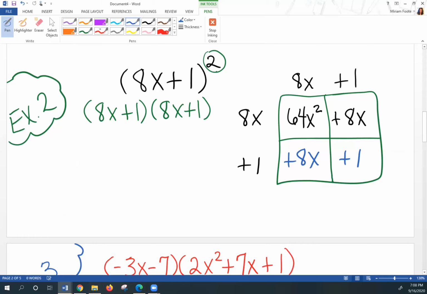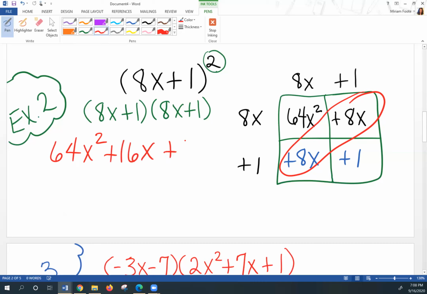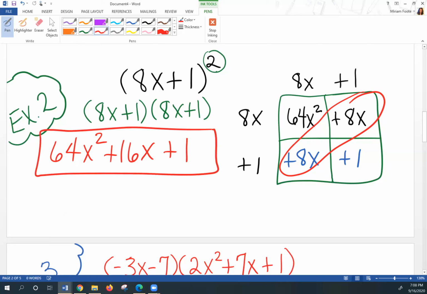Again, if I am looking diagonally, I notice I can combine those two x's. So if I'm writing my answer, I'm going to take the first box, 64x squared. The second box, and if I can combine it, go ahead and do that. 8 plus 8 is 16. And then the last box. That's my answer when I am trying to multiply out a polynomial using the area model.